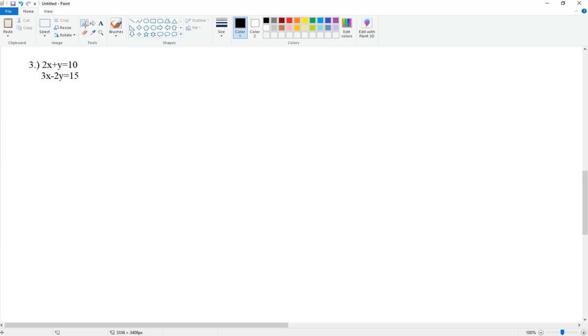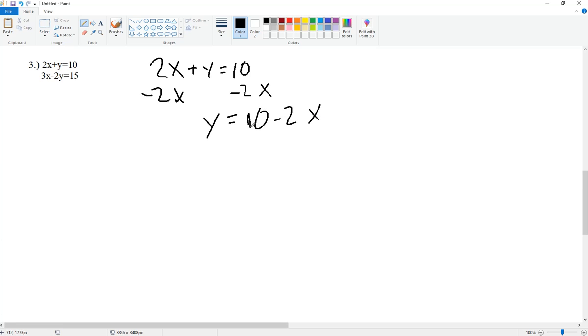So right off the bat, first step, isolate one of your y's, or one of your variables. And this looks the easiest to isolate. So I have 2x plus y is equal to 10. I minus 2x from both sides because I want everything to move away from my y. 10 minus 2x. And so we have that. And because of that, I'm going to take this. I'm going to plug it into the y that I didn't use.